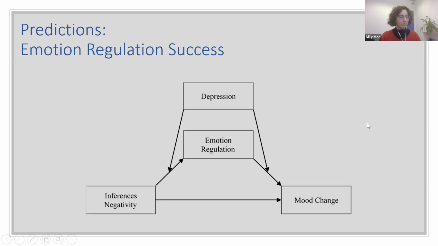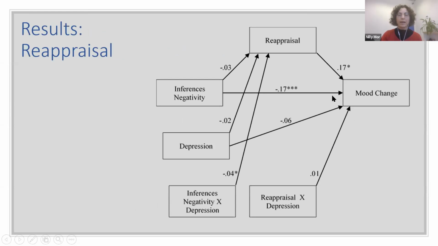Moving ahead, looking at the effectiveness of emotion regulation and its effect on mood change, participants reported on their mood right after the event and in the evening. We wanted to see whether there was a mood improvement through the day, which was mediated by emotion regulation, and whether that was moderated by depression. What we see here is that negative inferences predict mood change, and for depressed participants, it does so through reappraisal. When depressed participants make negative inferences, they engage in less reappraisal, and as a result of that, they show less improvement in their mood. And you don't see that for non-depressed participants.